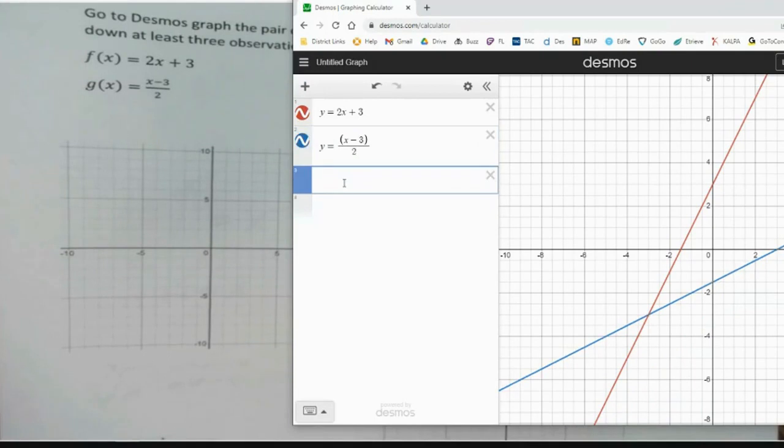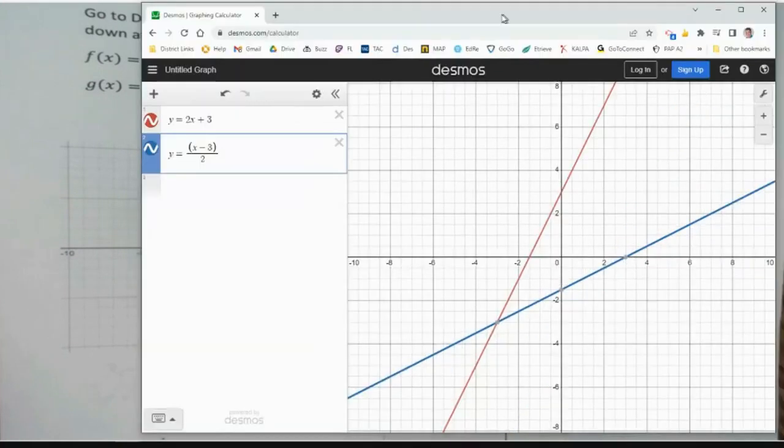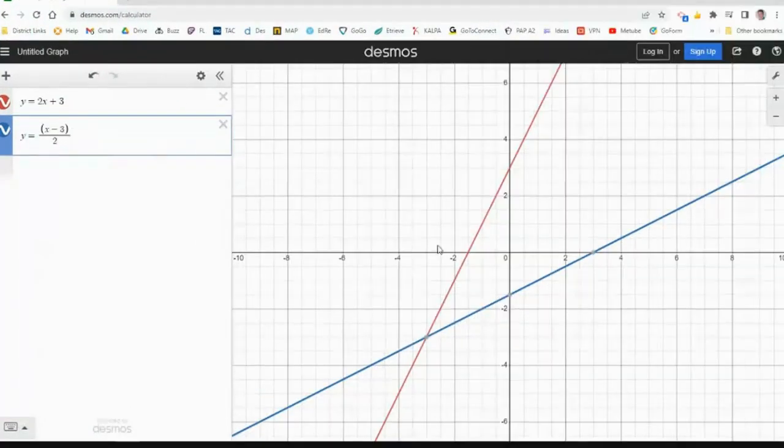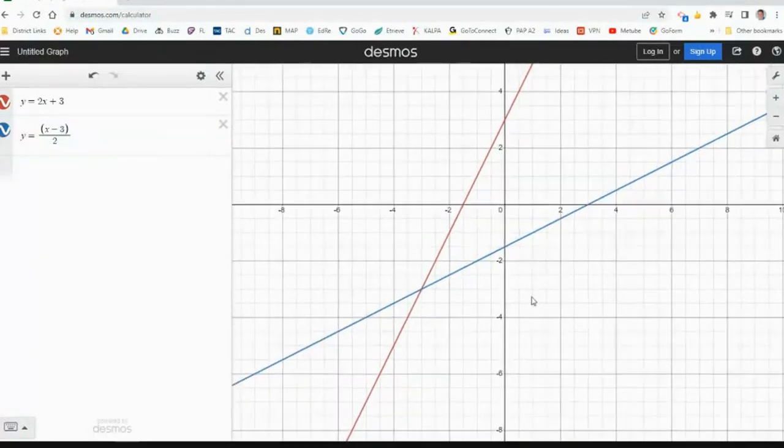And see, if I don't put the parentheses, that just says y equals x minus 3 divided by 2. It only does the 3 divided by 2 because that's the last number. I have to put it all in parentheses for it all to be divided by 2. That's important to get that right. All right, let's look at the graph. This is the graph of those two functions that are inverses of one another.